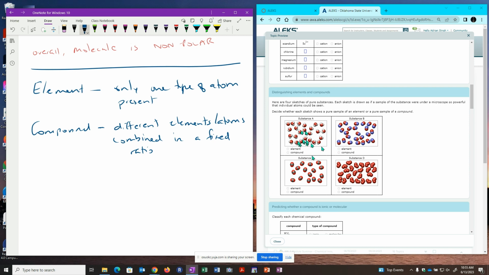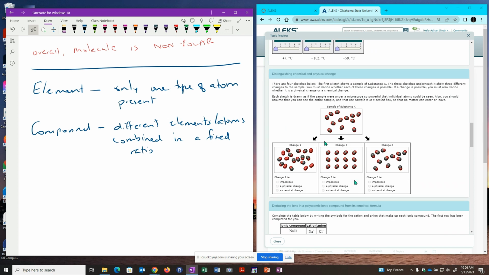So the question is it a compound? Well, in order to answer that, those atoms need to be combined in a fixed ratio. So for each of these combinations, you'll see that there's one red and two whites, one red and two whites. So that means yes, substance A is going to be a compound. If you take a look at substance D, okay, so here you only see the red spheres, right? There's no other type of atom present, so there's only one type of atom present in this sample, so this has to be an element.